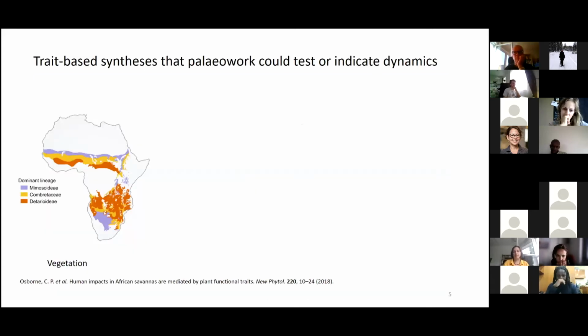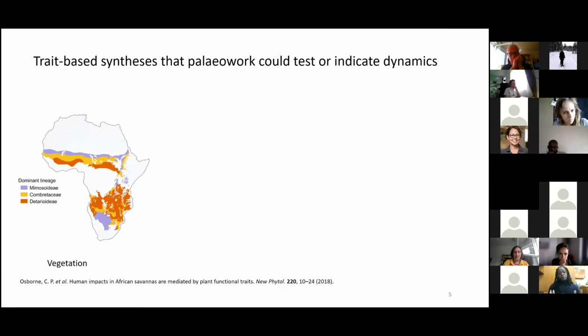Some groups are now trying to look at these ecologies functionally. In the vegetation, you can pick out different units in terms of function, like the mimosoid, the Combretaceae, and the Detarioid lineages. The Detarioid lineage is one of the biggest, the one in orange. This is where there is a lot of woody cover, a lot of fire, and a lot of people live. Most people worry that these are ecosystems that used to be forests.